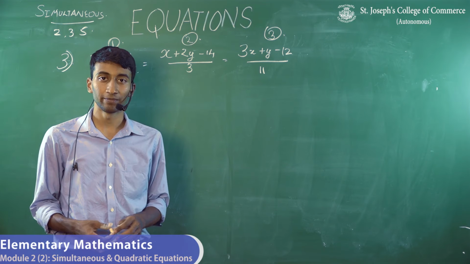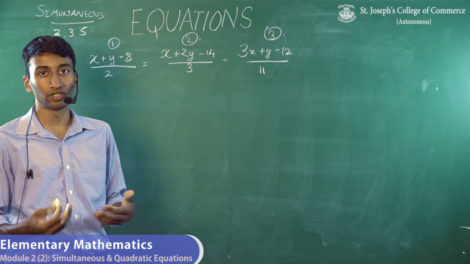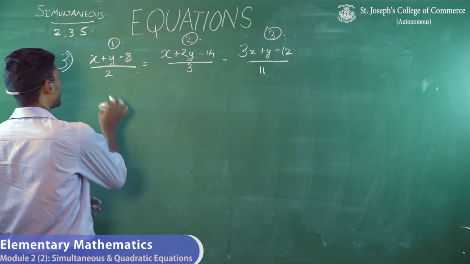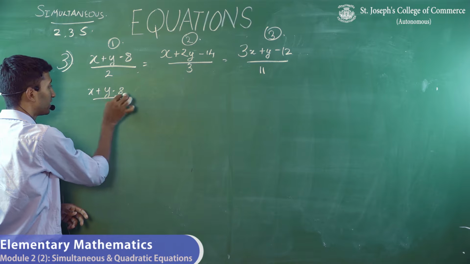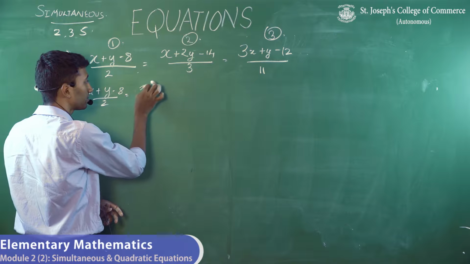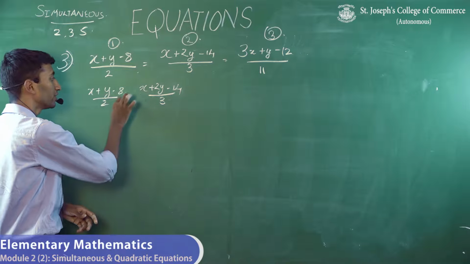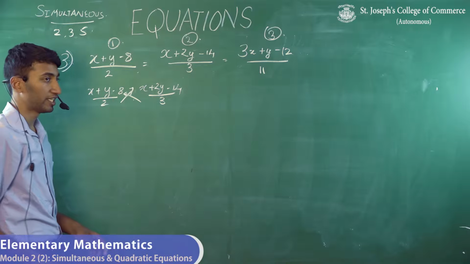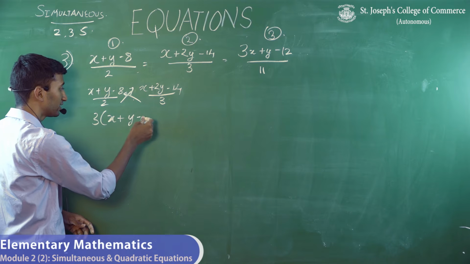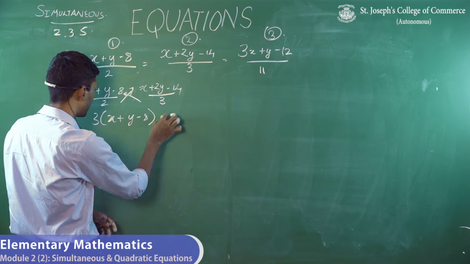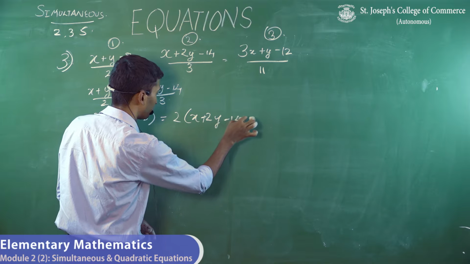So we're going to do the third sum. The third sum is basically 3 different parts where we have to solve them to get your simultaneous equations. So we take the first part, that is x plus y minus 8 by 2 is equal to x plus 2y minus 14 by 3. What we're going to do here is we're going to cross multiply and get the equation. So 3 into x plus y minus 8 is equal to 2 into x plus 2y minus 14.